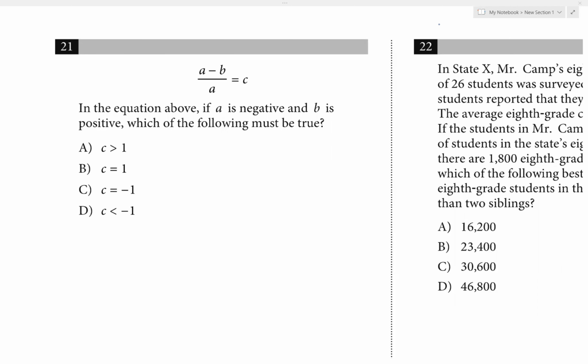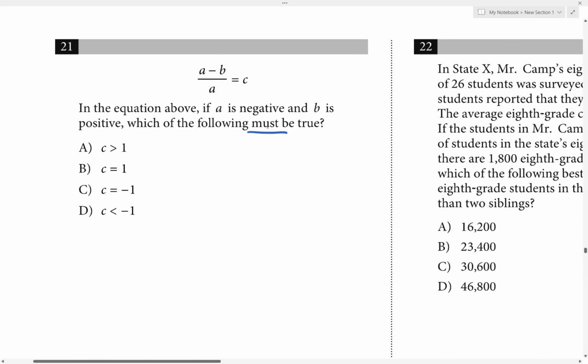Okay, question 21. In the equation above, if A is negative and B is positive, which of the following must be true? Okay, so the equation is (A - B)/A = C. All right, so notice the question says which of the following must be true. So the answer choice that we're selecting always has to be correct.